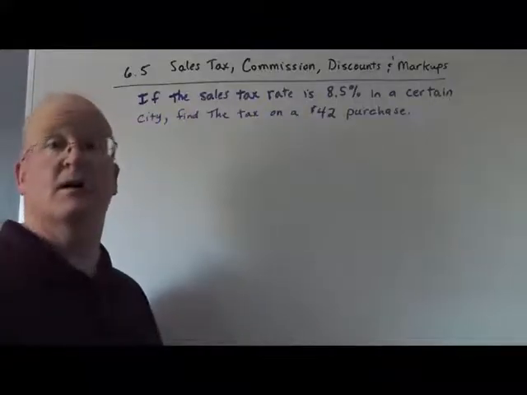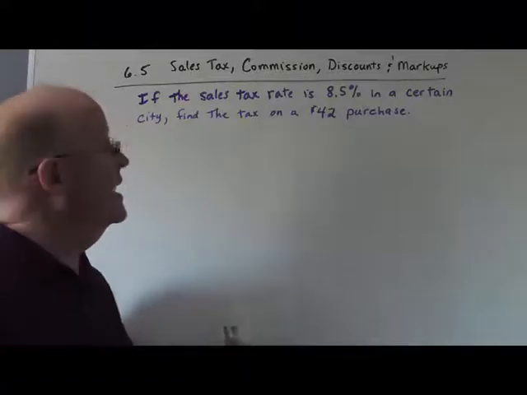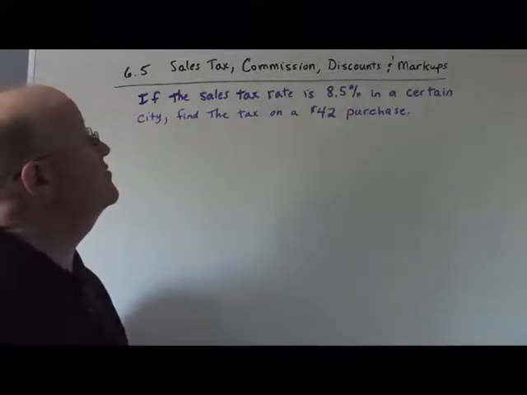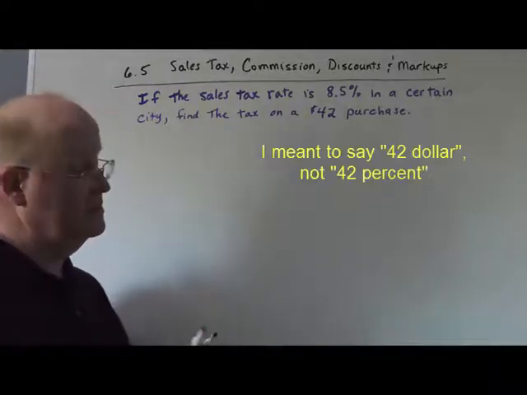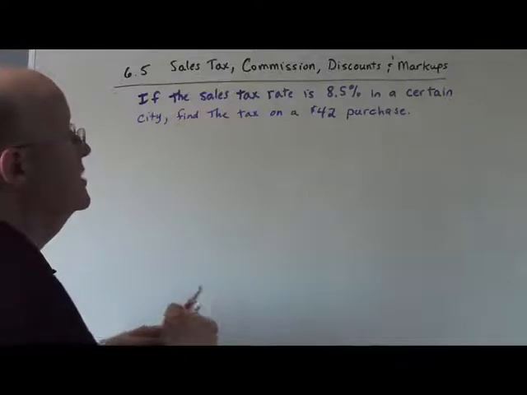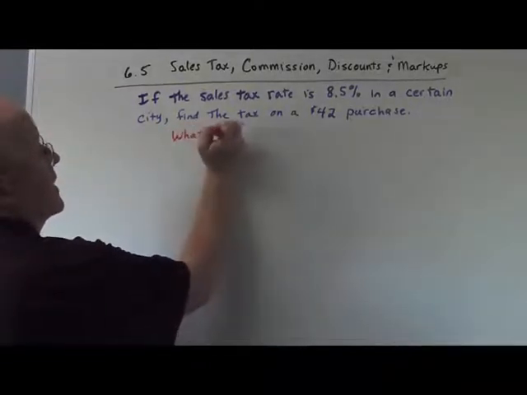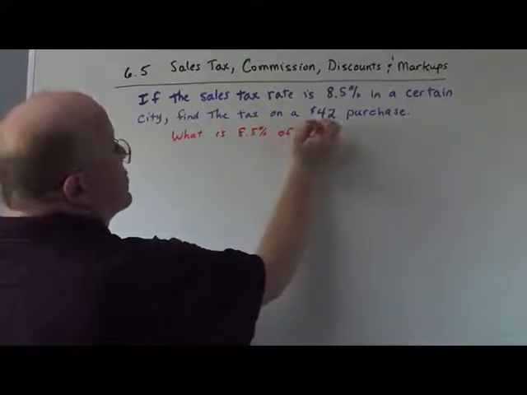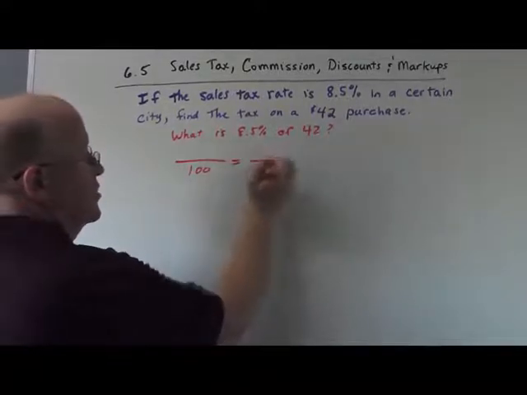In this section we're going to look at taxes, commissions, discounts, and markups. And we're going to begin with this problem that says if the sales tax is 8.5% in a certain city, find the tax on a $42 purchase. So basically we need to ask the following question. What is 8.5% of 42?